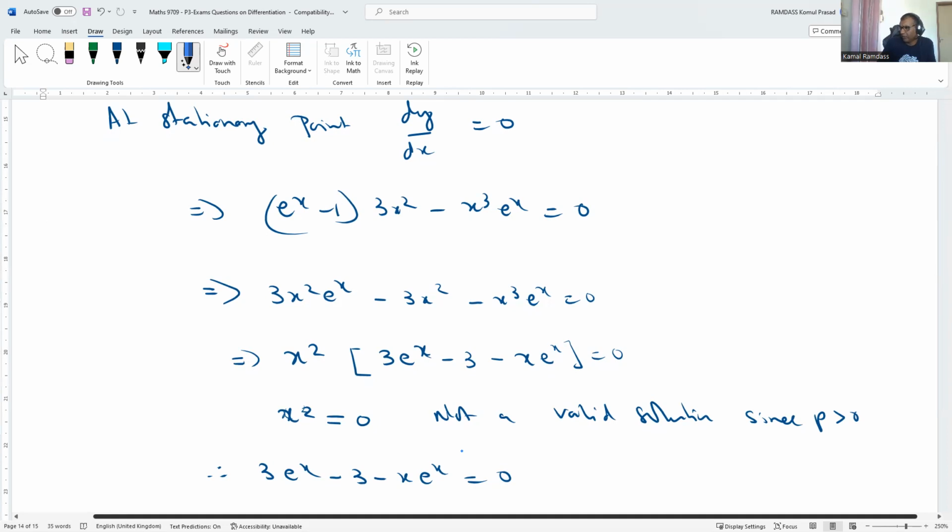Et là, je suis capable de tirer x squared en dehors. x squared multiplied by 3e to the power of x minus 3 minus x e to the power of x est égal à 0. Bon, x squared ne peut pas être égal à 0, indirectement, since p is greater than 0.